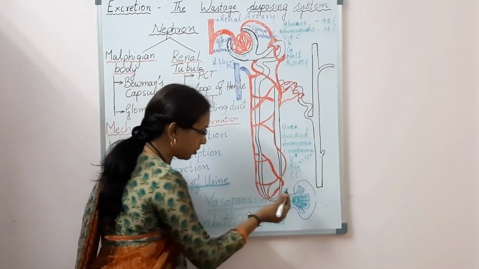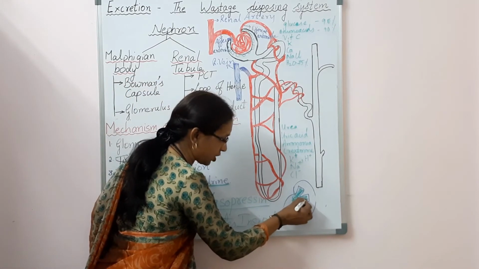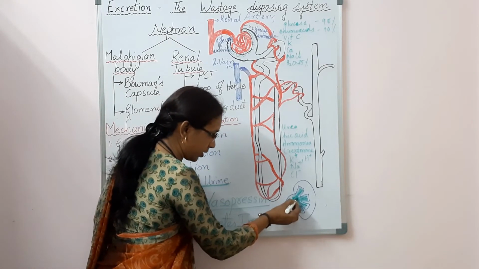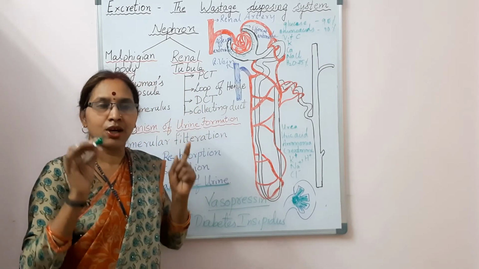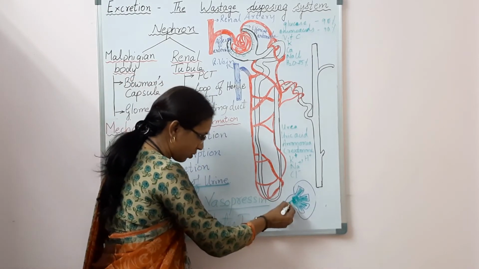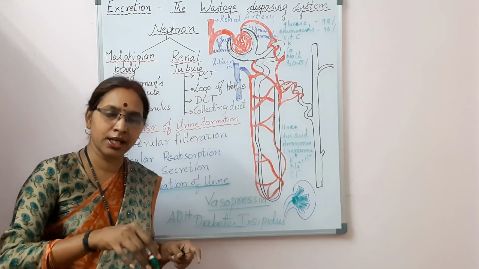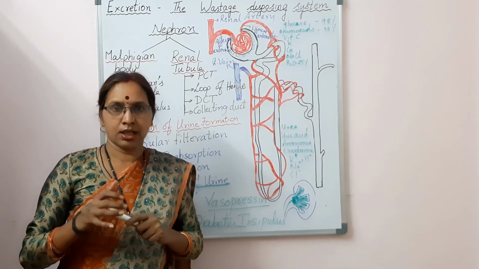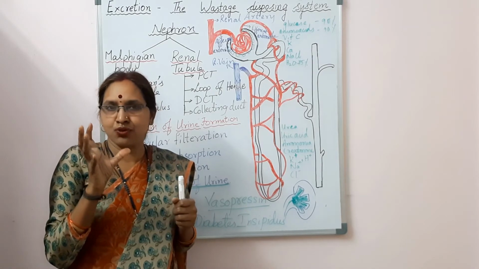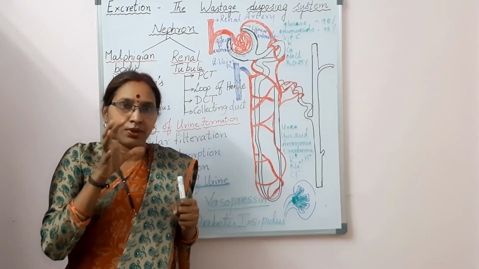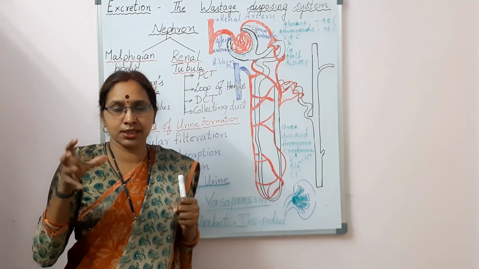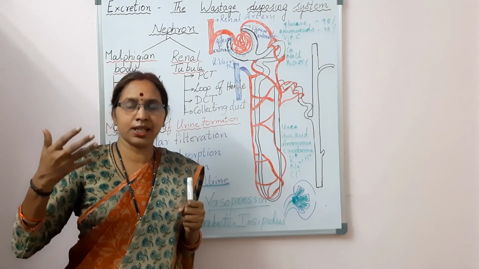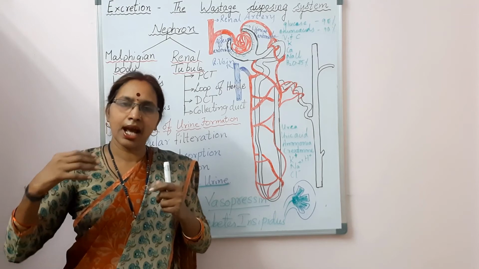Now, as I told you, the collecting ducts are present in the medulla region, and all these collecting ducts together collect the urine and then pour it into the structure known as the pelvis. From the pelvis, the urine is passed into the ureter, then into the urinary bladder, and then through the urethra it passes out of the body. The urinary bladder has a capacity of nearly 300 to 800 ml. After 300 ml, people feel the urge of urine.